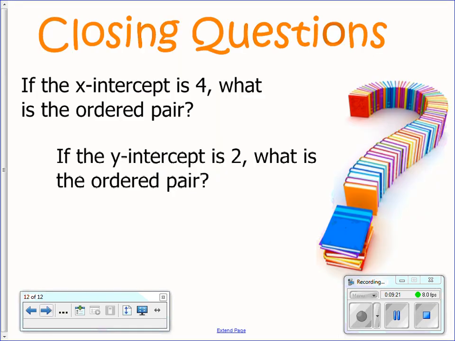So the x-intercept is 4. What is the ordered pair? That's going to be 4, 0. If the y-intercept is 2, what is the ordered pair? 0, 2.